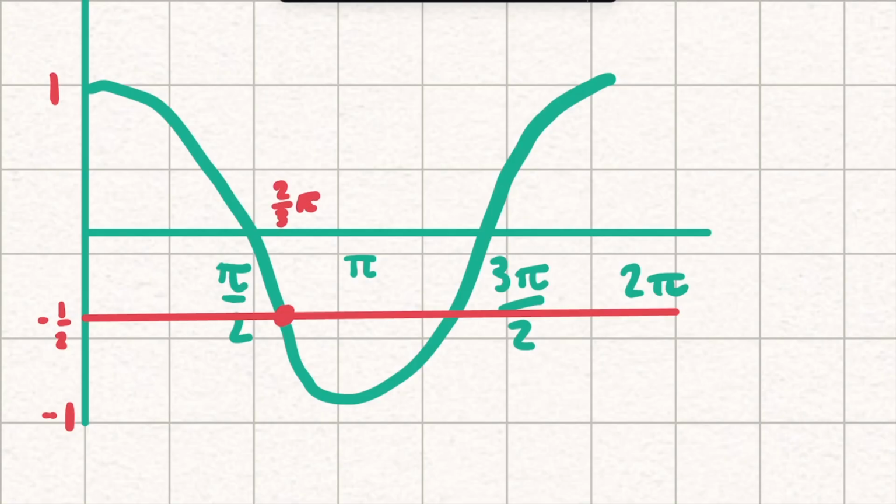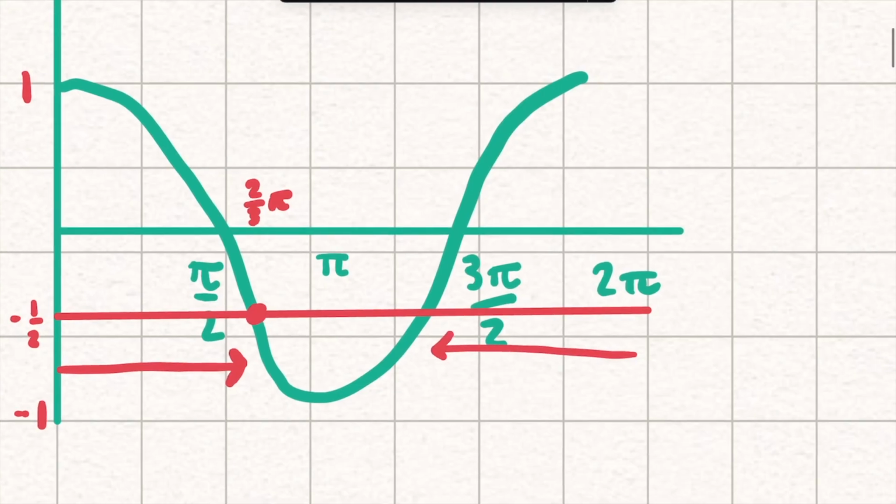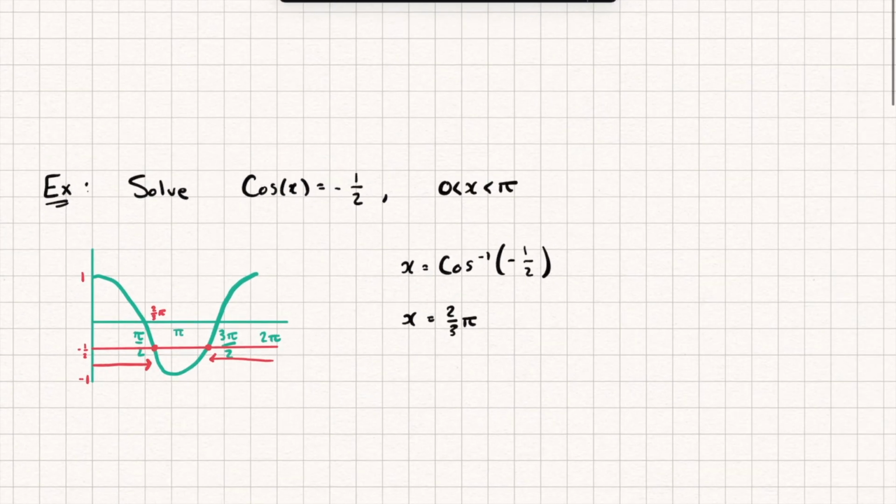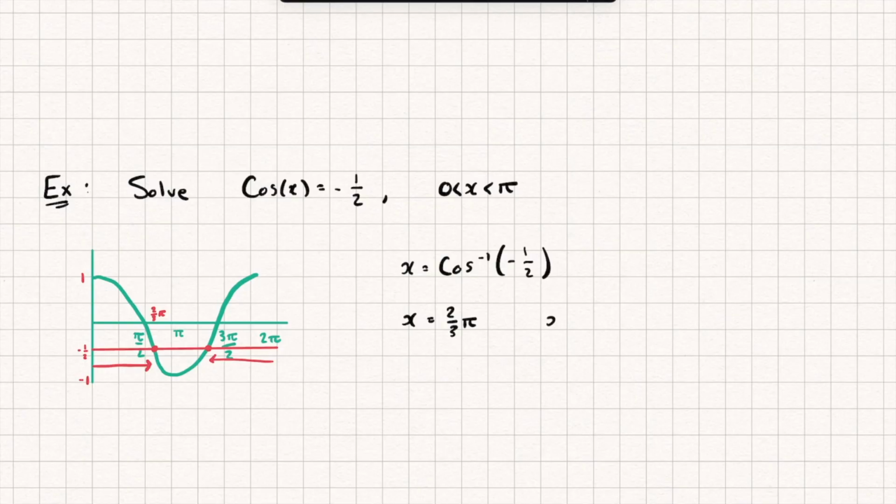Now, using the symmetry of the cosine wave, I can say, well, if I've gone 2 over 3 pi to the right of the origin, if I go to 2 pi and I go back 2 over 3 pi, that's going to take me to this other solution, which is right here. So what I'm going to do is do 2 pi minus 2 over 3 pi, and that's going to give me my second solution that I'll write over here as x equals 4 over 3 pi.